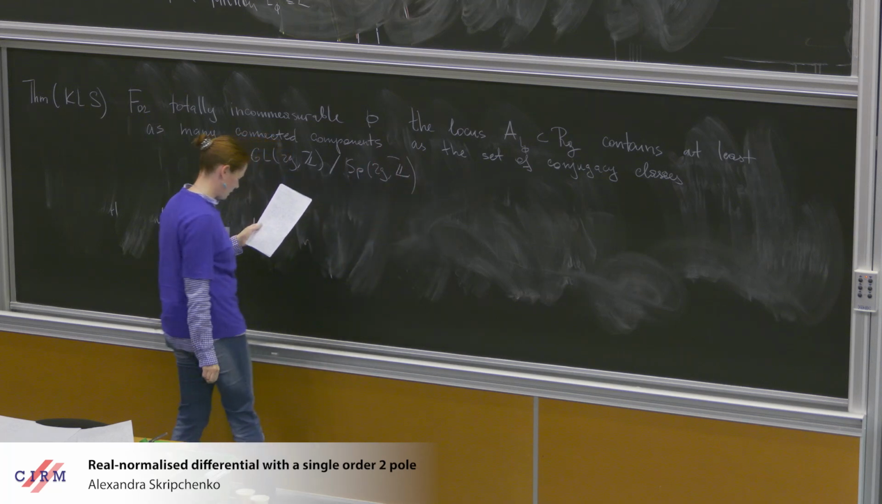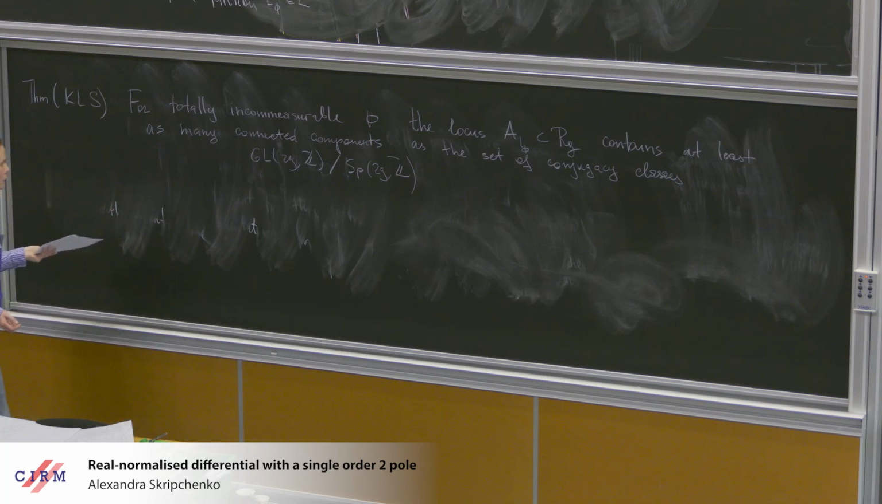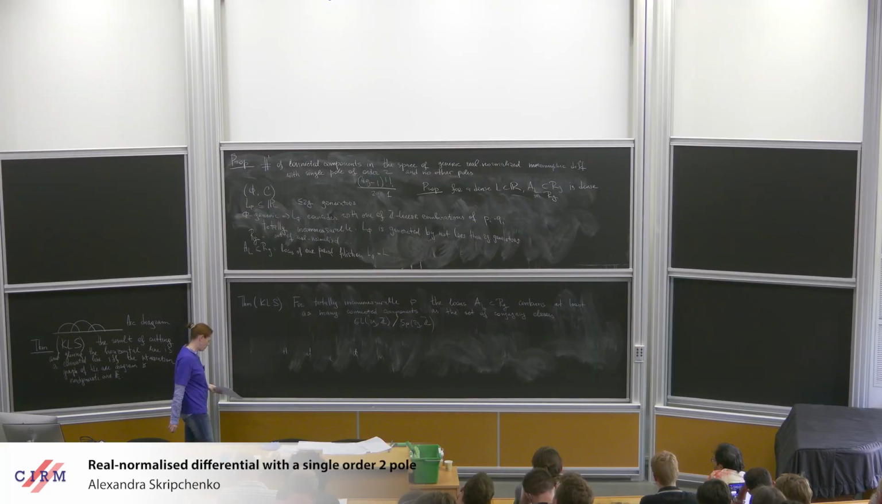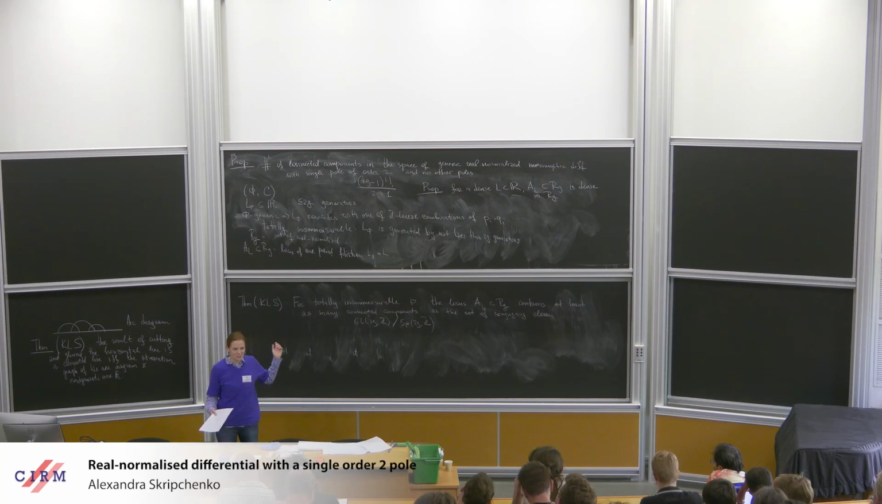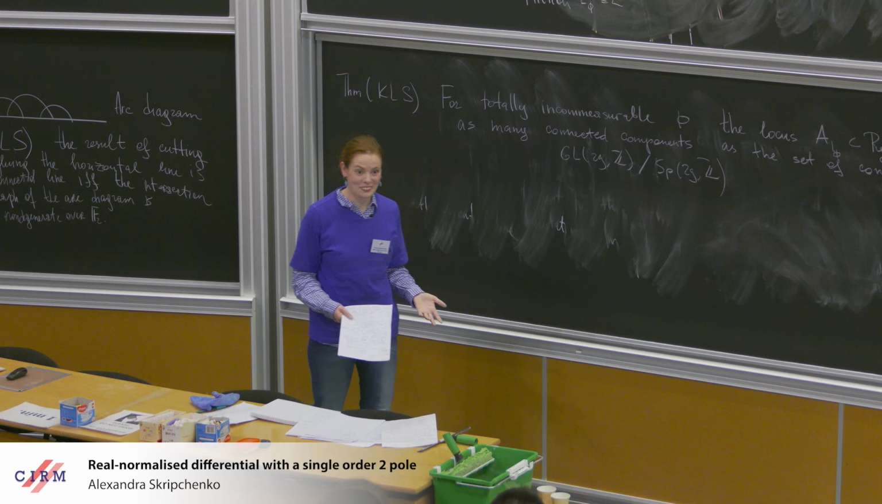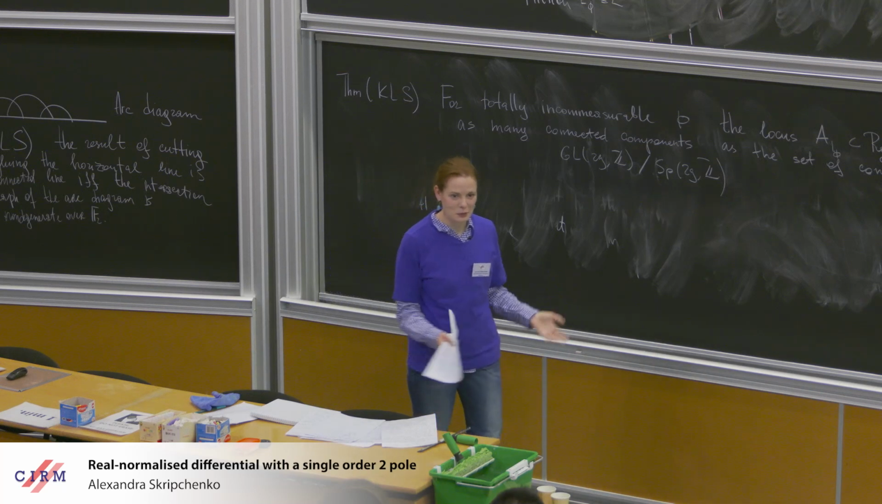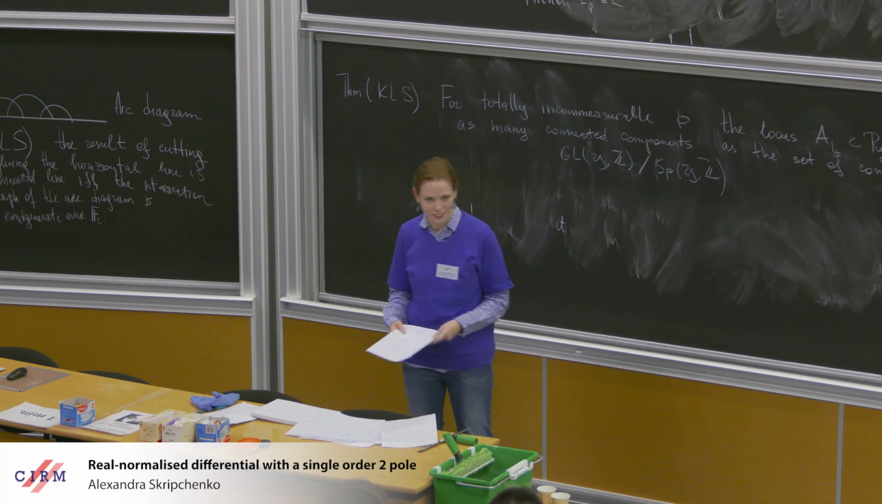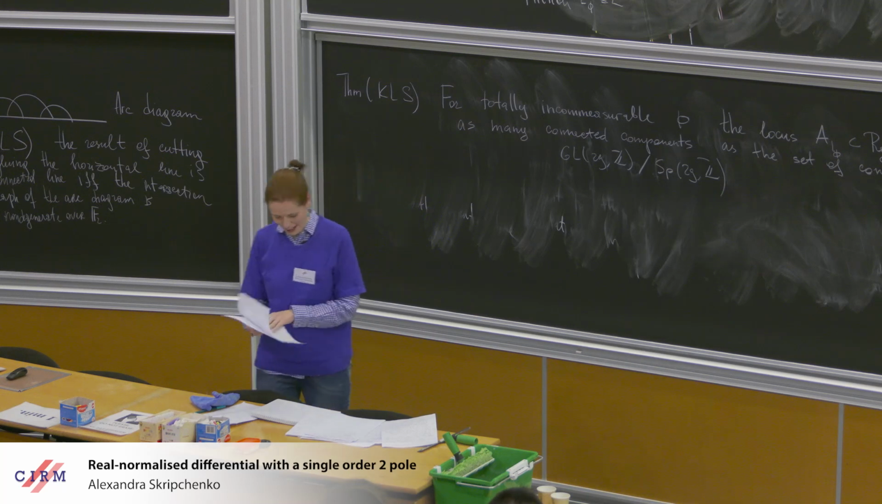So in the case of g equal to 1, we have just 2 connected components. And if g is greater than 1, we have infinitely many connected components. This theorem was quite surprising, because it's very different from what people are used to in the case of holomorphic differentials. You do not expect to have so many of them. Normally, you have just one there.